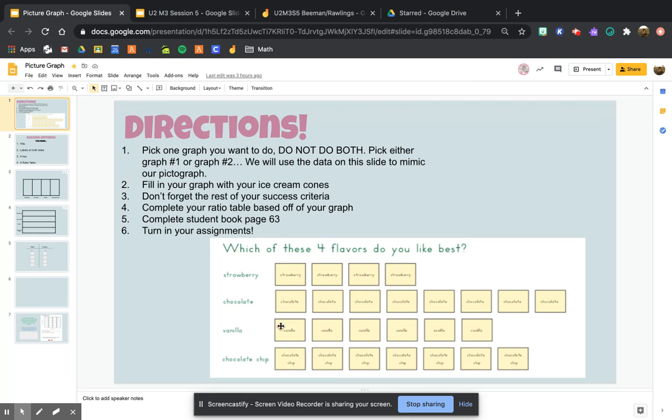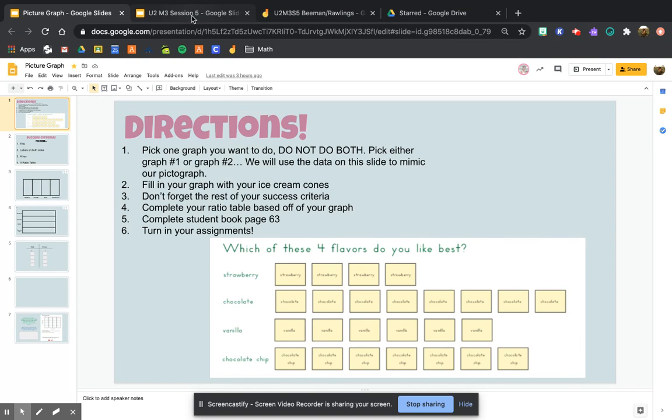You're going to use the data on this slide to mimic our picture graph. We're only using this data instead of the data from our Jamboard because not everyone from our Jamboard is going to be able to do it at the same time. You're next going to fill in your graph with your ice cream cones. It says don't forget the rest of your success criteria. You're going to also complete your ratio table based off of your graph.